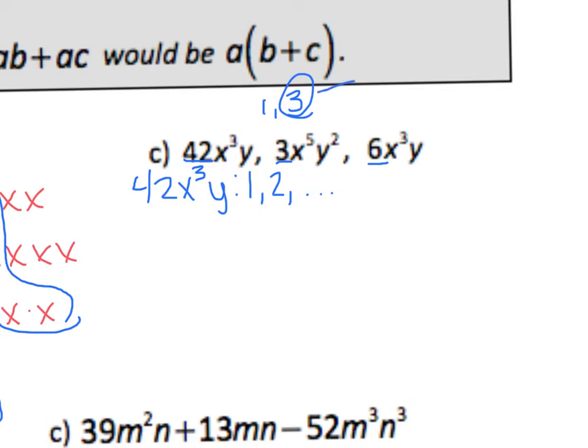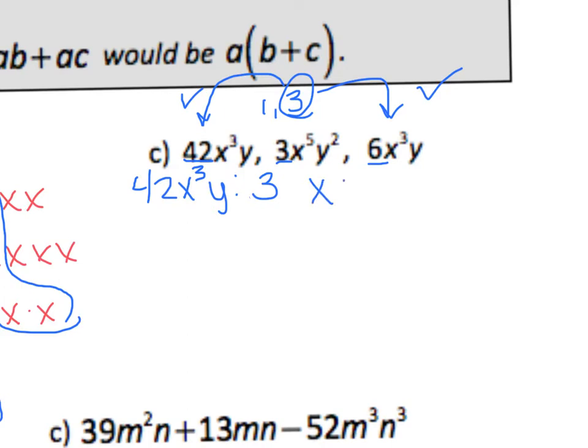And you ask yourself, does 3 go into 6x to the third y? And it does. And does 3 go into 42? And it does. So I don't have to list all the factors. I just usually look at the smallest number and look at those factors and then test them out. So I already know that my greatest common factor is 3. I'm going to go ahead and get rid of this. So it's going to be 3.